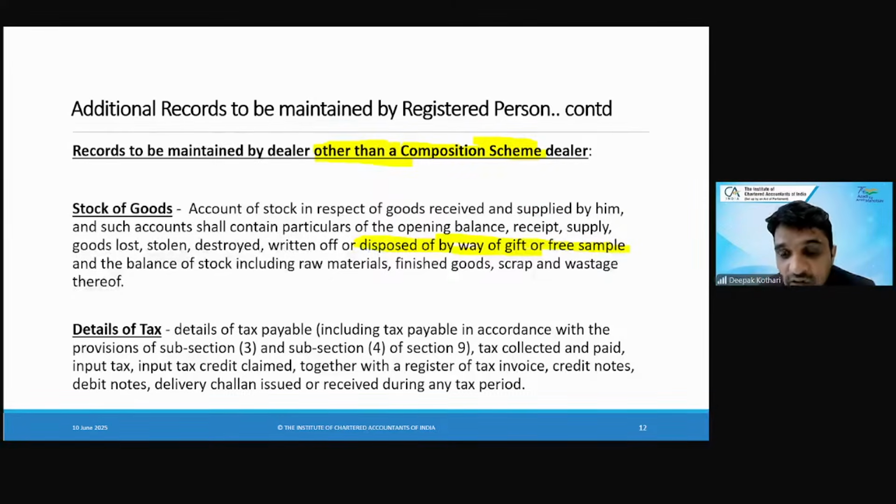Sir, ITC related to supplies should be reversed in the portal, right? ITC related to supplies, correct. So ITC related to supplies which is to be reversed under Section 17.5 has to be reversed in the register, because otherwise your register will not tally. So you have to reverse it in your register and in the GST portal as well, correct. So both places it has to get reversed.